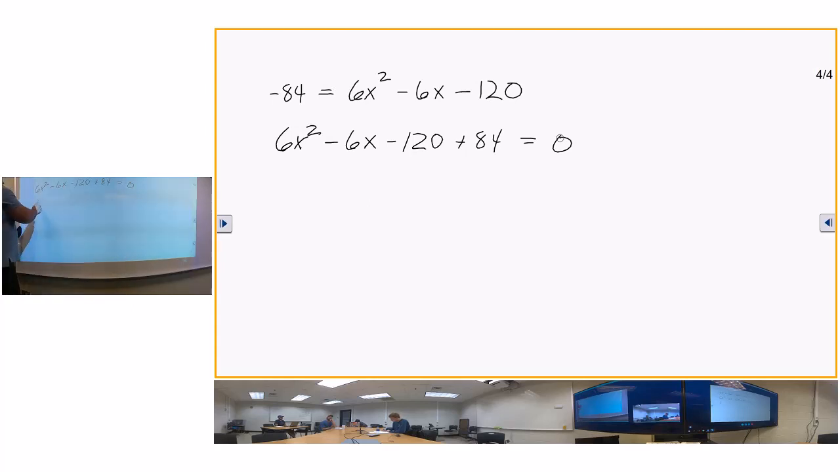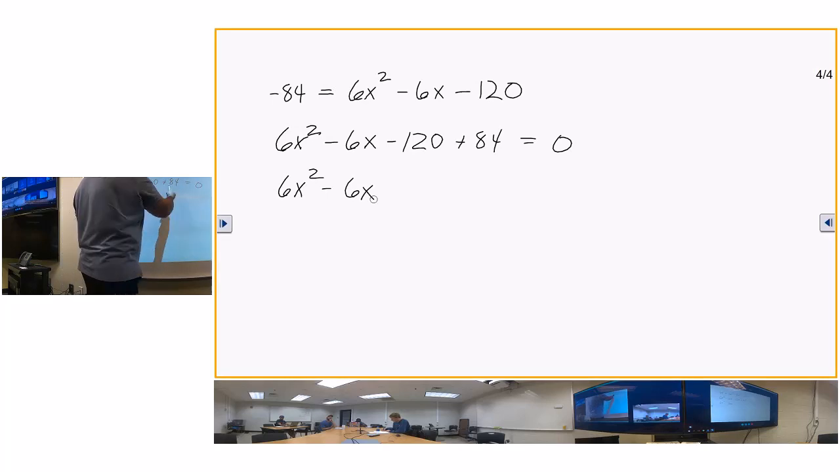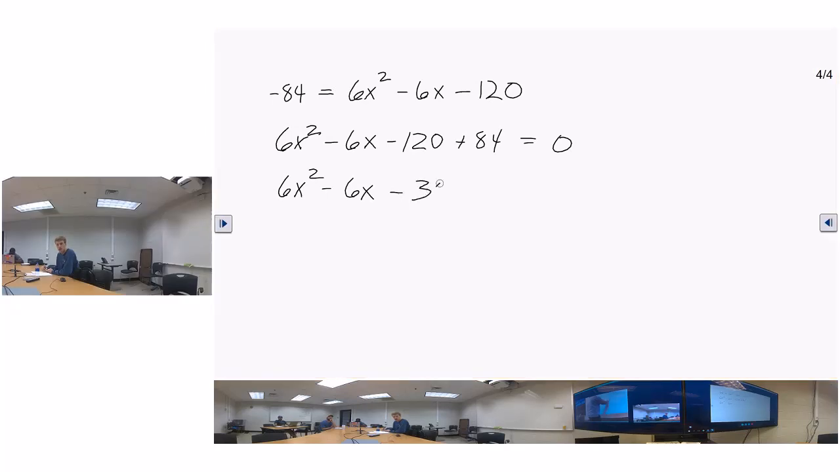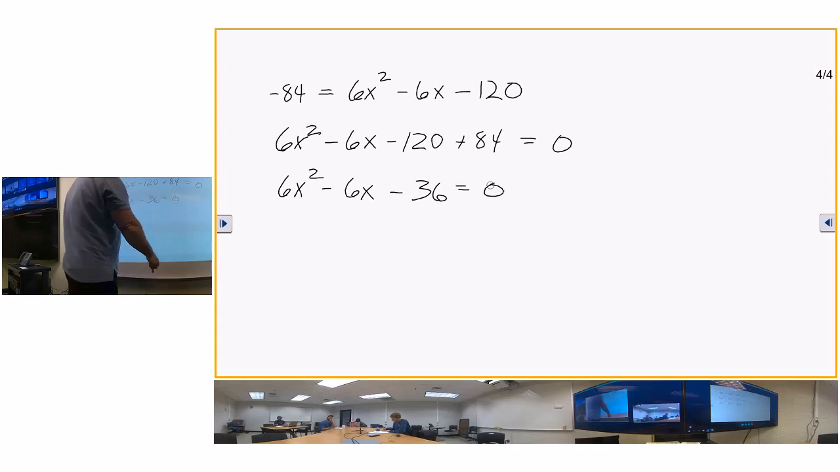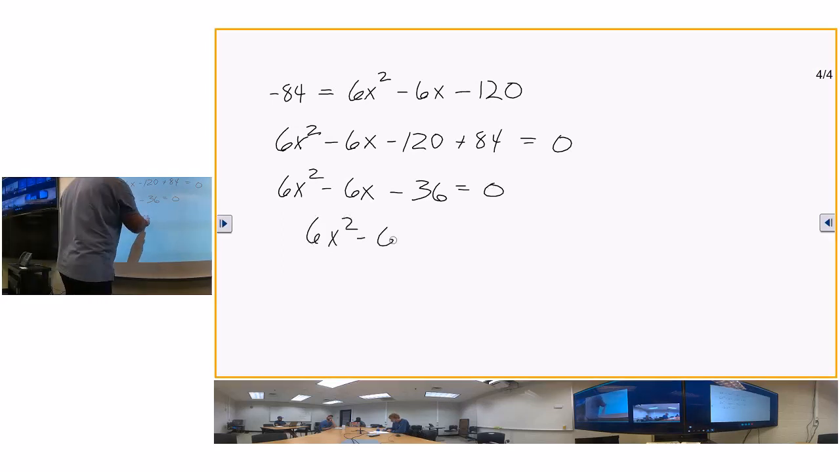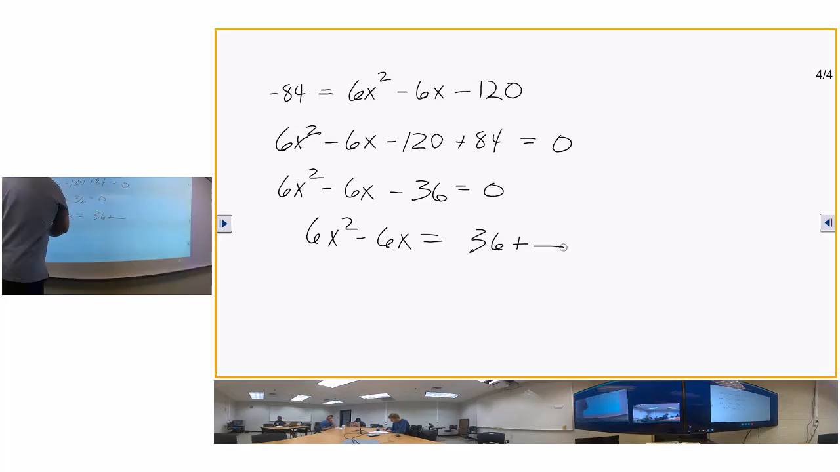And 6x squared minus 6x, what's negative 120 plus 84? 36. Negative 36. Is that what y'all said? Okay, I'll do it. Nobody will reassure me. Negative 120 plus 84 is negative 36. Thank you. Appreciate the backup. 6x squared minus 6x is equal to 36 plus blank. Forgot my blank, sorry.